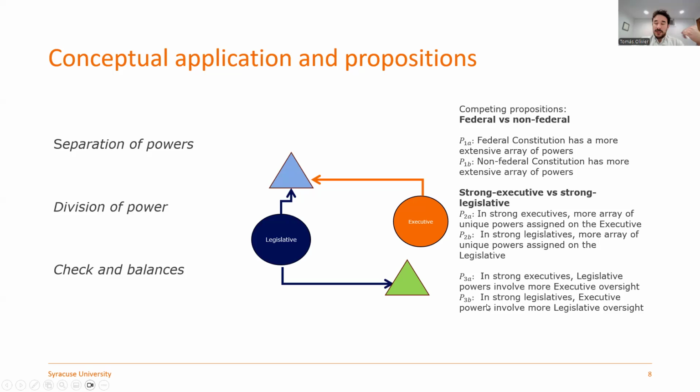The additional layer of propositions that we developed argues that in a strong legislative, in addition to the legislative having more unique powers, the powers that are assigned to the executive have to do mainly with oversight or authority over elements over which the legislative also has authority. So this is more or less where we're at the moment.